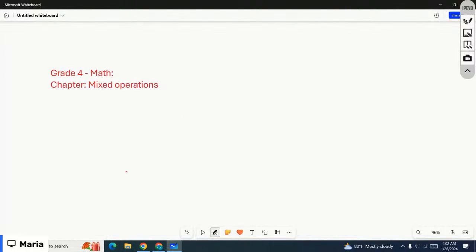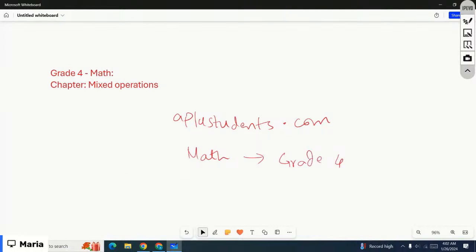You can find all the lessons on aplusstudents.com. You have to log in there using your email address, and the password is provided by the administrator. Then you have to select math from the subject tab. Scroll down to grade 4 and then click on view all lessons. There you can find a list of the chapters. We're going to start with the chapter mixed operations.